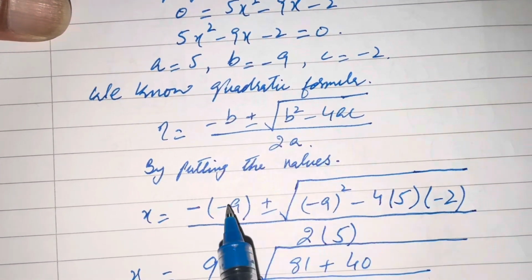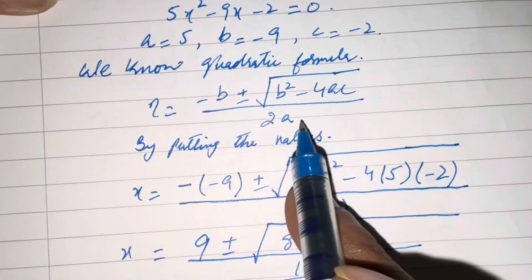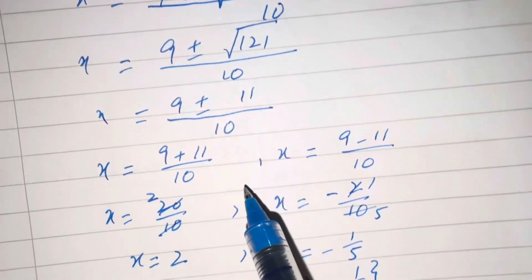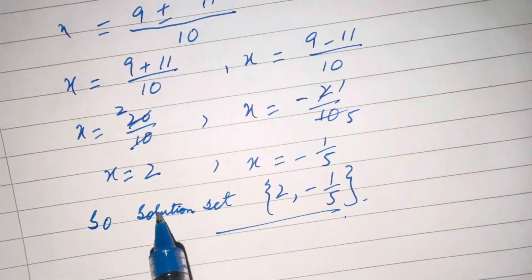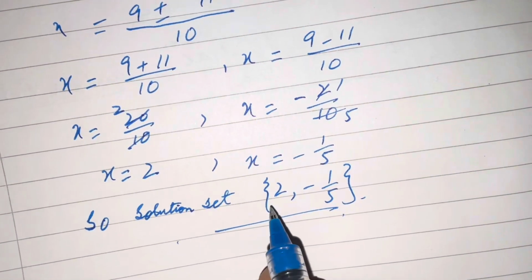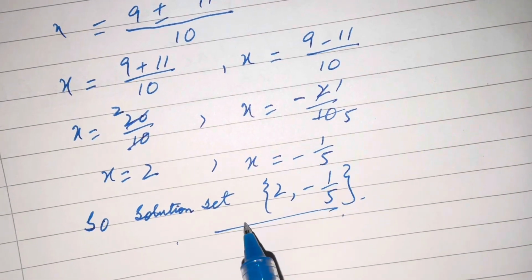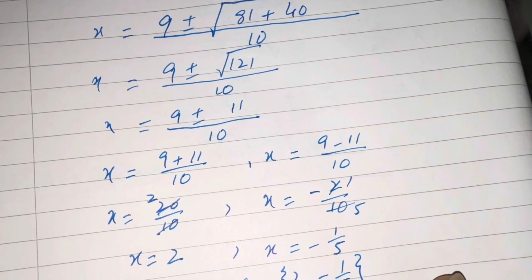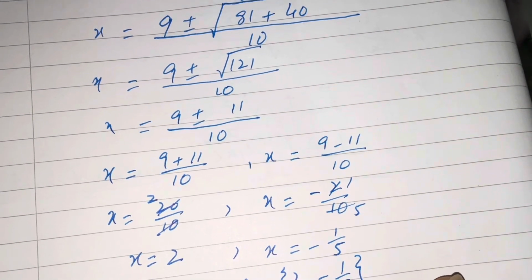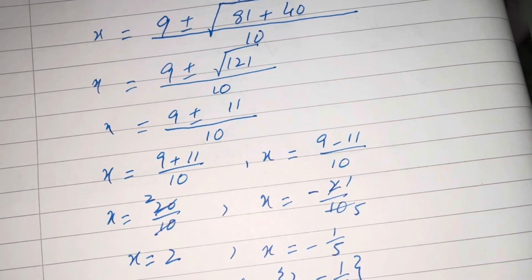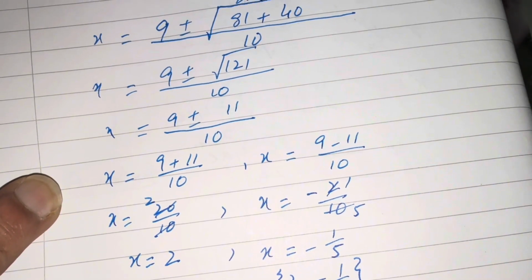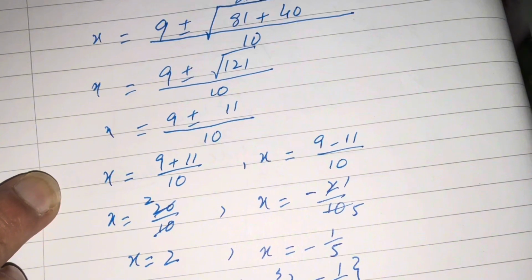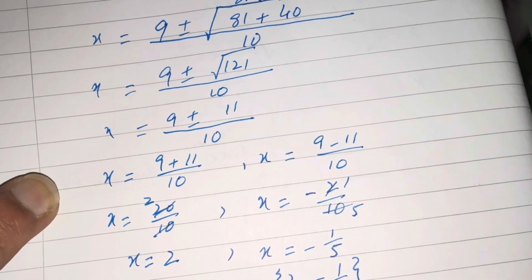We put the values of a, b, c in this quadratic formula, and then after simplification we get the solution set as x equals 2 and x equals minus 1 over 5. So 2 and minus 1 over 5 are the solution set. That's how we can find the solution set by using the quadratic formula. Hopefully you will be able to understand how we can find the solution set by using the quadratic formula by watching this video.